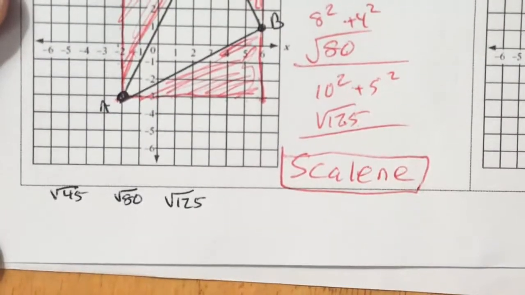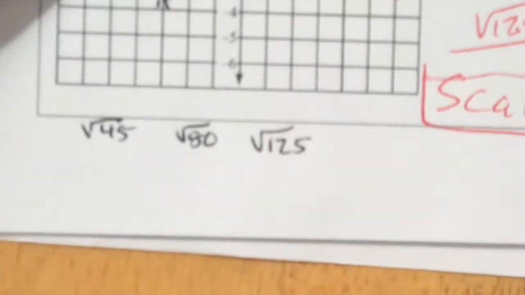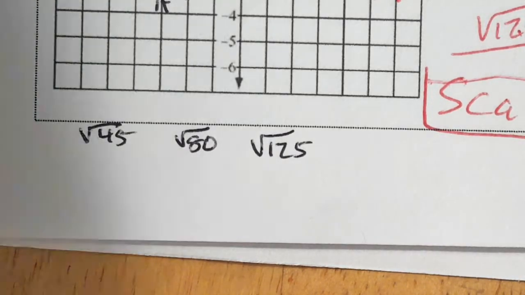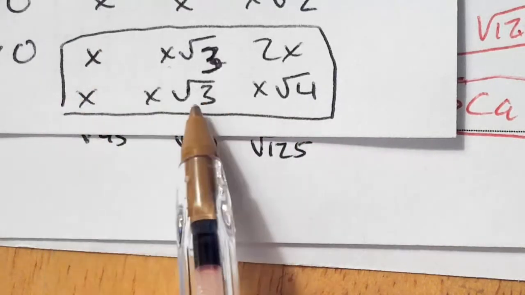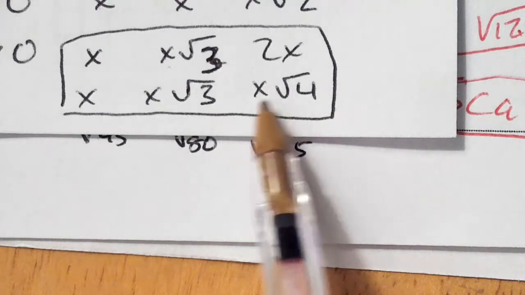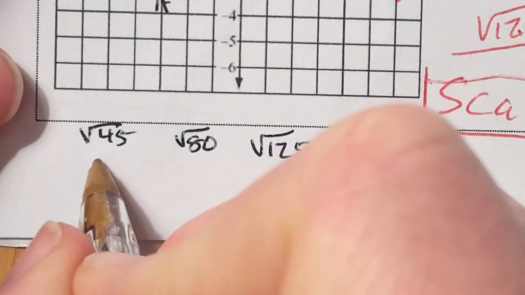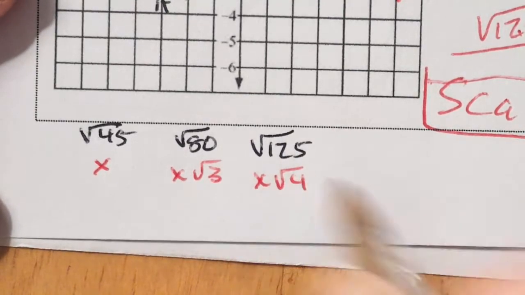Okay, so we're going a step further right now. We're doing this. I'll zoom in. Now I want to know, does it follow this pattern of x radical 3 and x radical 4, which is the same thing as saying 2x? So that's what we're trying to do. I want to know x radical 3 and x radical 4.